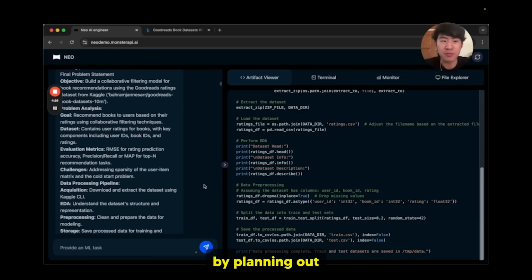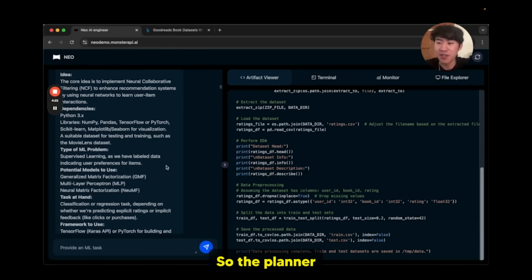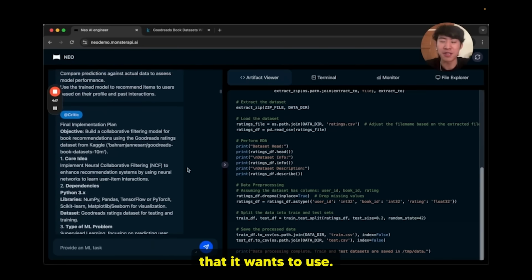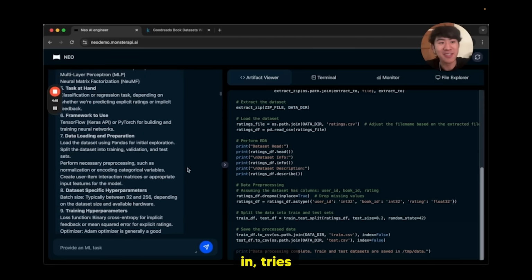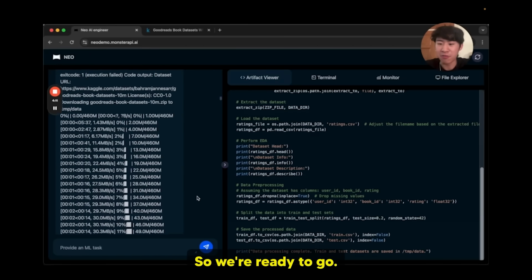So it starts by planning out a pretty sophisticated scheme to train something for this. So the planner has a pretty detailed idea of both the pipelines and the models that it wants to use. A critic comes in, tries to poke some holes in that, but it appears this is passing muster. So we're ready to go.